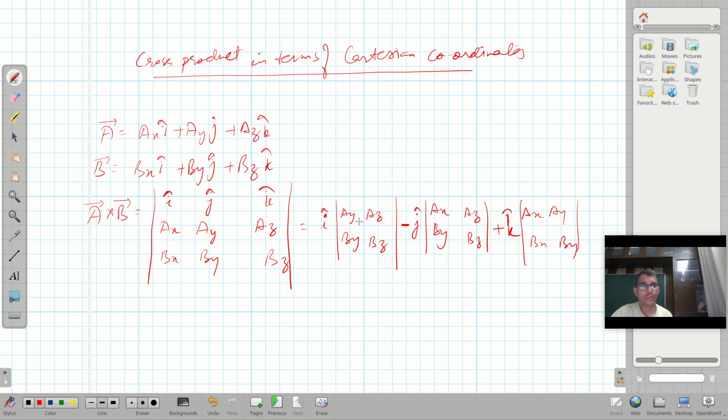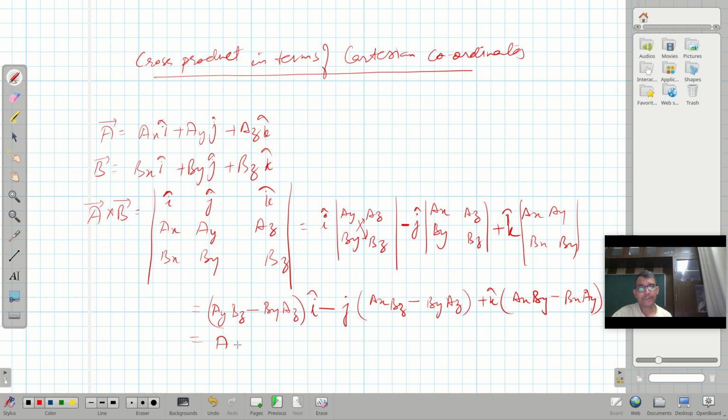And how can this be solved? This is multiplied with this and this with this, and then we take the difference of these two, so it can be written as (ay bz minus by az) into i cap, minus j into (ax bz minus bx az), plus k cap (ax by minus bx ay). This is the way it can be written.